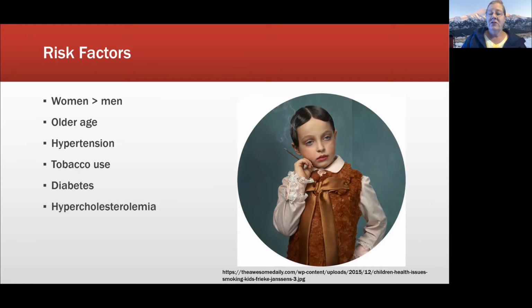All right, risk factors. Women are more likely to have problems than men with peripheral artery disease. The older the age, hypertension, tobacco use, like we talked about, diabetes, and hypercholesterolemia. So the more cholesterol we eat, the more plaque we pack away, the more trouble that we're likely to have.